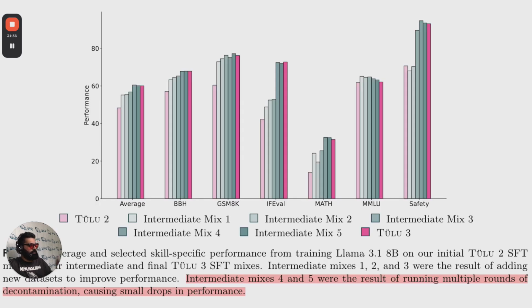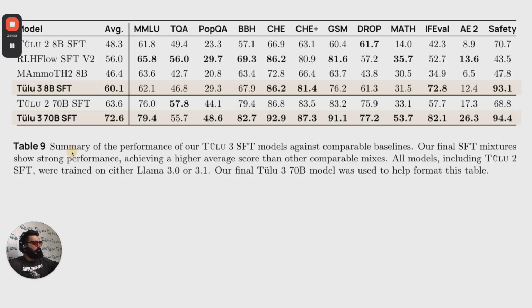So this is a distribution of starting from the Tulu 2 in the light pink and then adding intermediate mixes until you get to Tulu 3. The last couple intermediate mixes involve decontamination, so the performance drops a bit. The first 3 intermediate mixes are the results of adding new datasets to improve performance.